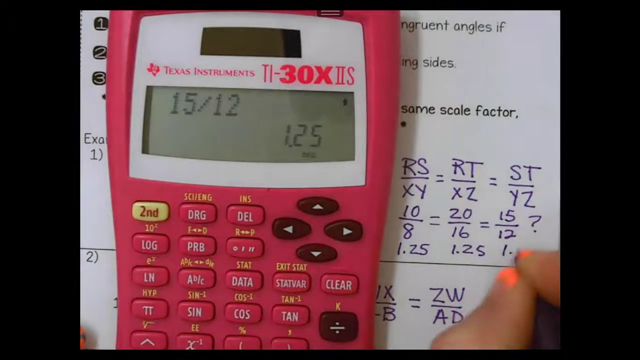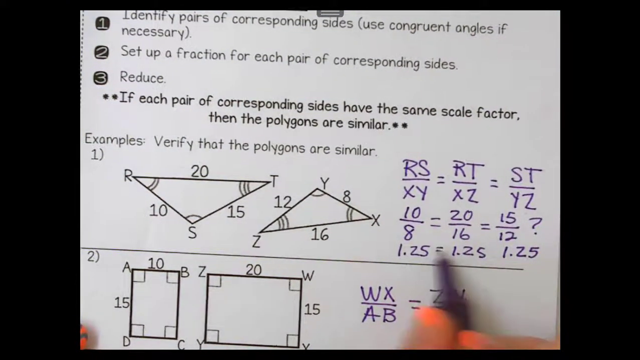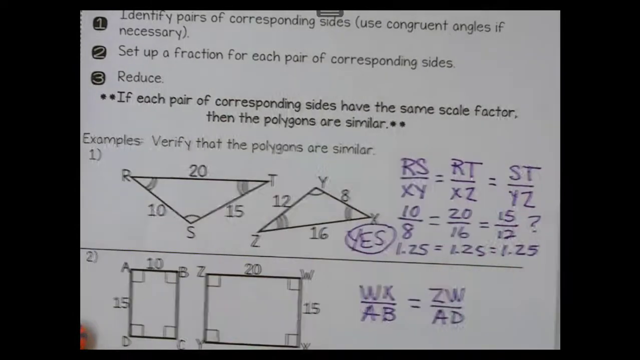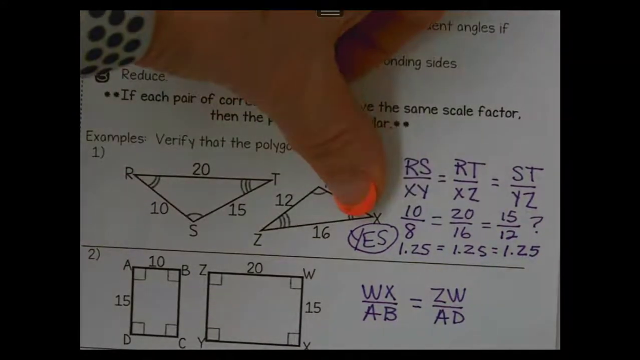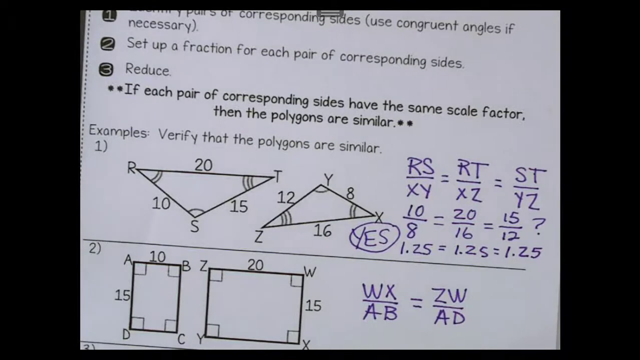Cool. All right, so they are all in proportion, 1.25. So I'm going to put a big yes here. These two shapes are similar. Because they are similar, let's say we had something that was missing. Well, now we would be able to set up a proportion and solve for that missing side, and we'll do that on the next video.